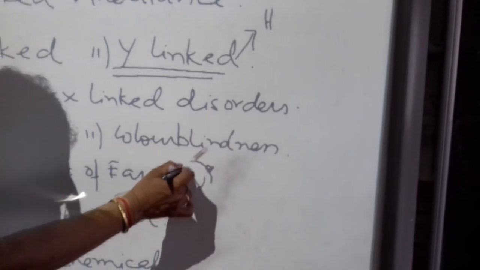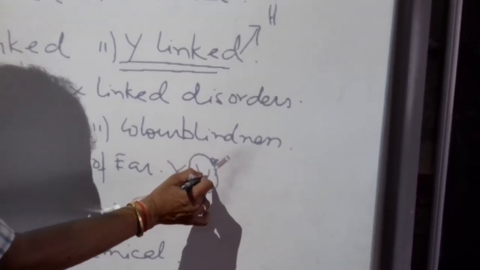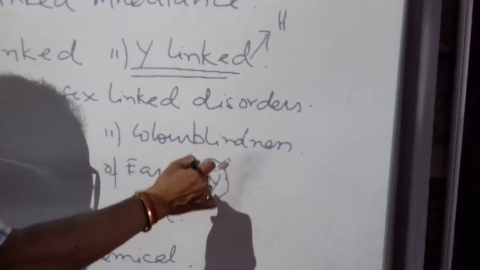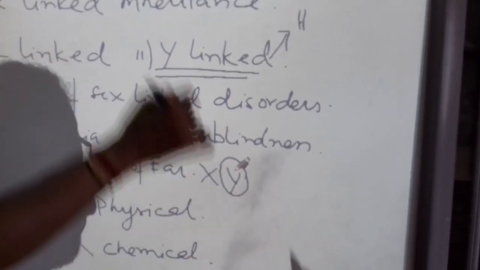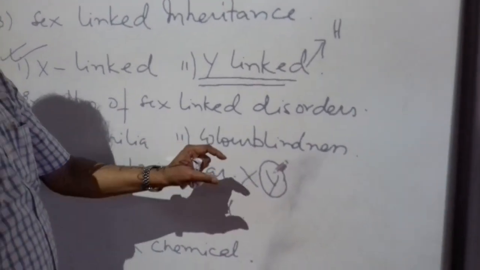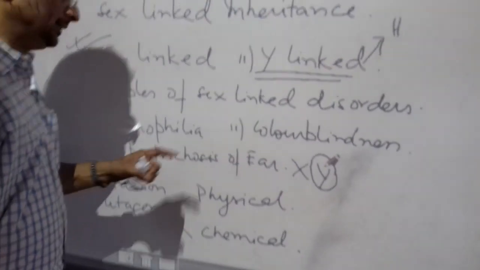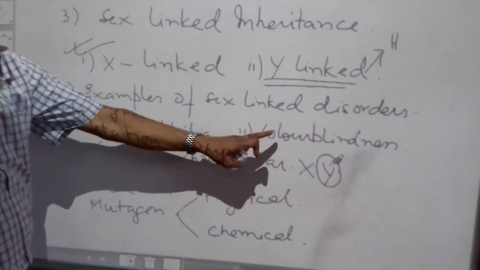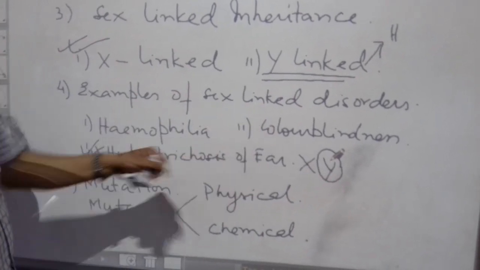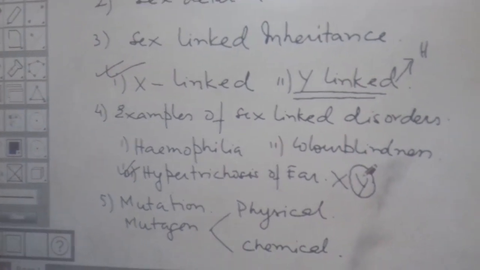Now if this Y chromosome is carrying this gene of hairs on the ear, Y always passes from the father to the son. So if the father is having hair on the ear, the son is also going to have the hair on the ear. So that is what we call a Y-linked gene or hypertrichosis of the ear. So hemophilia and color blindness we call X-linked, and hypertrichosis of ear is called the Y-linked gene.